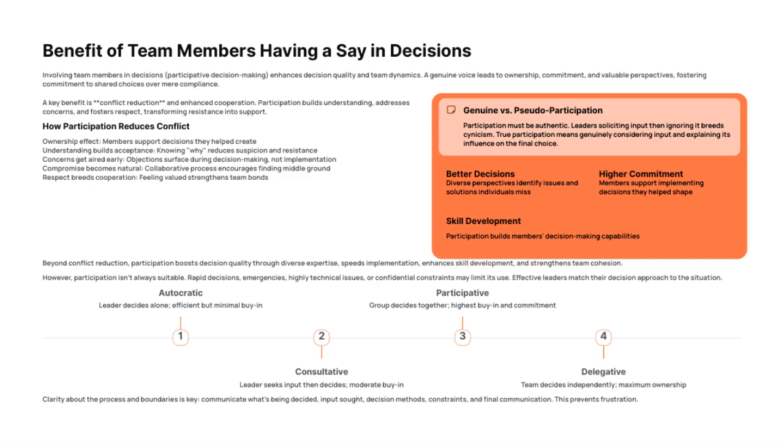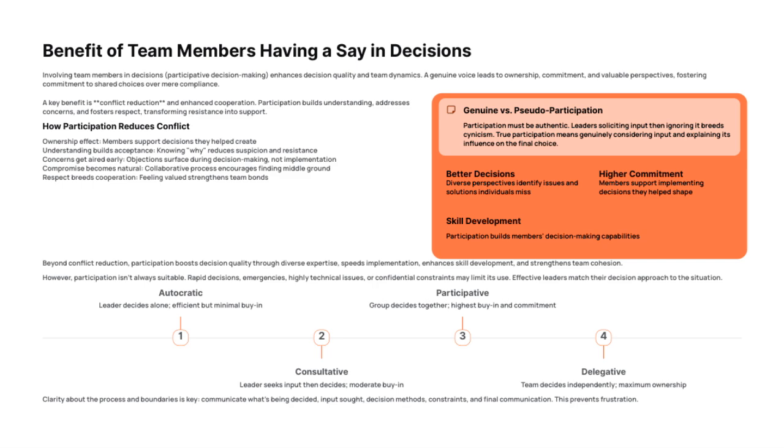When concerns are aired early, objections can be addressed during decision-making, rather than during implementation. Collaboration encourages compromise, making it easier to find middle ground. And feeling valued and respected naturally enhances cooperation among team members, strengthening those bonds. So, by involving team members in decision-making, we not only reduce conflict but also improve cooperation. It builds understanding, addresses concerns proactively, and turns resistance into support.